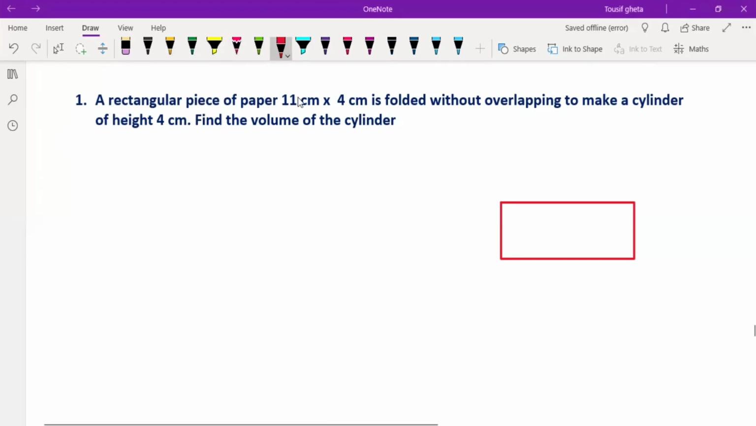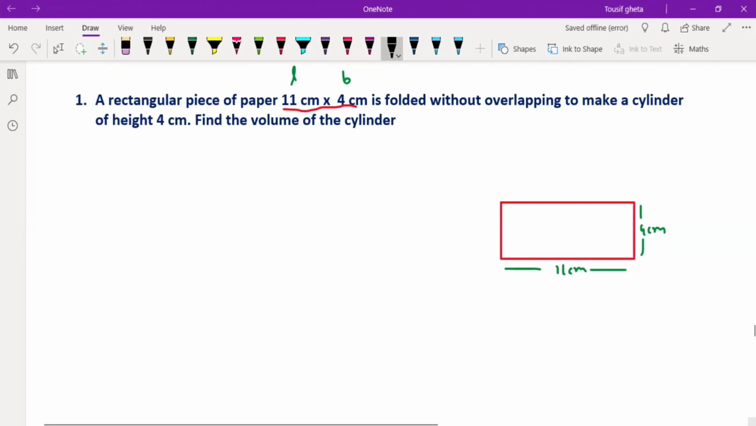A rectangular piece of paper, whose dimension is given as 11 centimeter by 4 centimeter, has been folded without overlapping to make a cylinder of height 4 centimeter. The value of 11 centimeter is the length and 4 centimeter is the breadth. So here is a rectangle. The length is 11 centimeter and the breadth is 4 centimeter, as given in our question. This rectangular piece of paper is folded without overlapping to make a cylinder of height 4 centimeter.